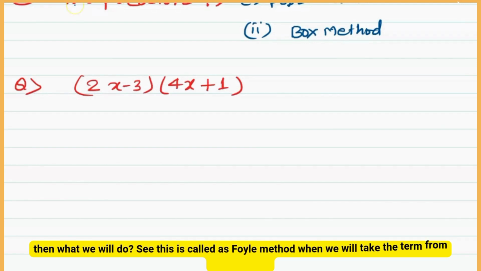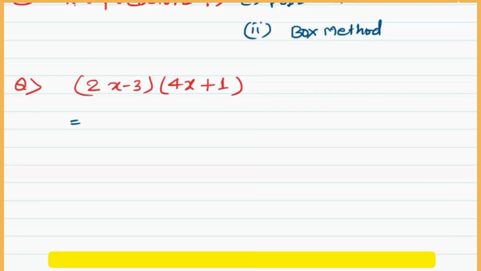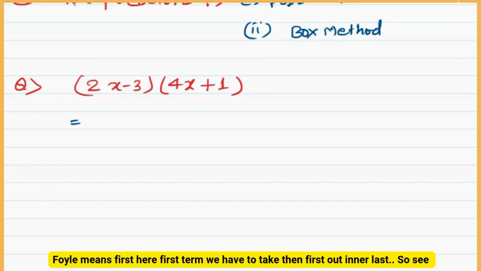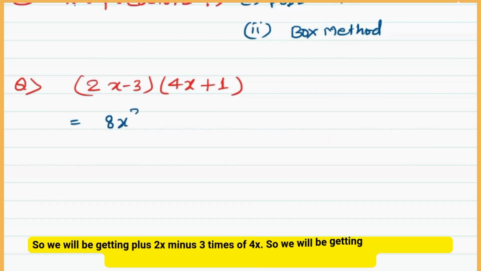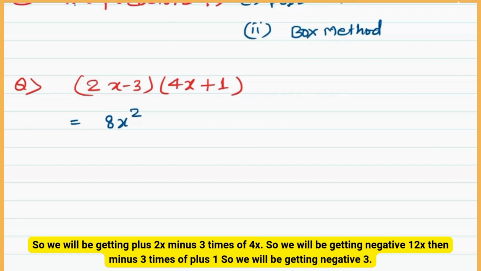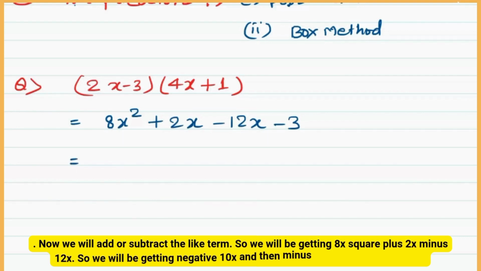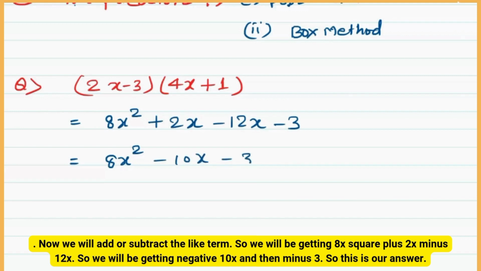Then what we will do, see, this is called FOIL method. FOIL means first, outer, inner, last. Here first term we have to take, so 2x times 4x, we will be getting 8x square, then 2x times 1, so we will be getting plus 2x, minus 3 times 4x, so we will be getting negative 12x, then minus 3 times plus 1, so we will be getting negative 3. Now we will add or subtract the like terms, so we will be getting 8x square plus 2x minus 12x, so we will be getting negative 10x, and then minus 3. So this is our answer.